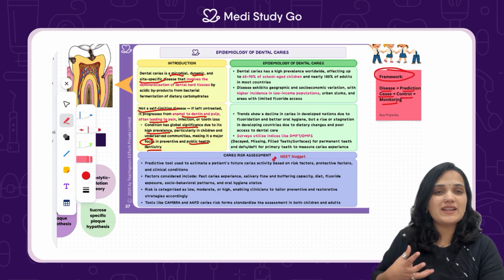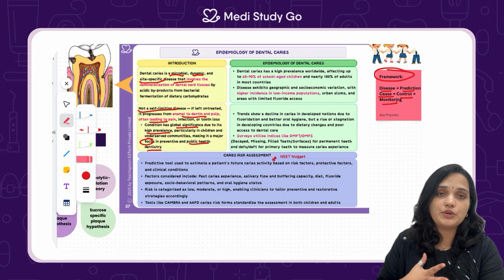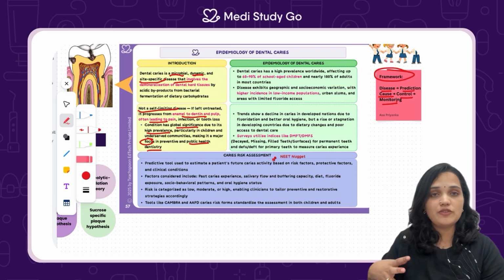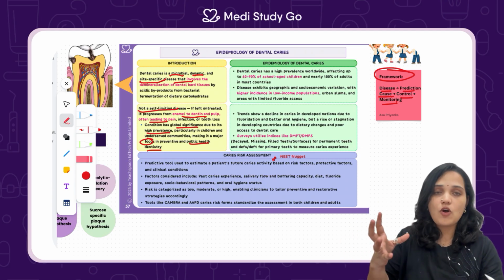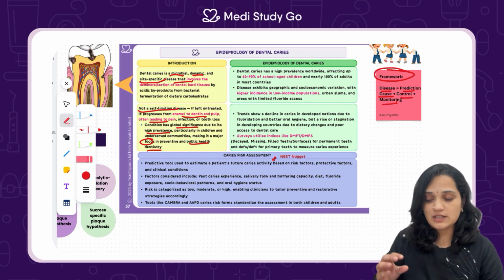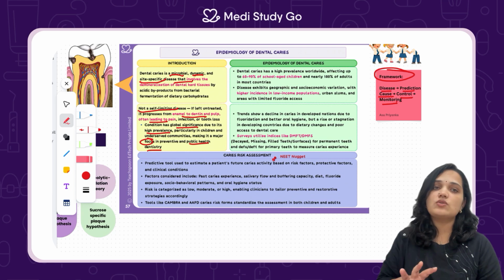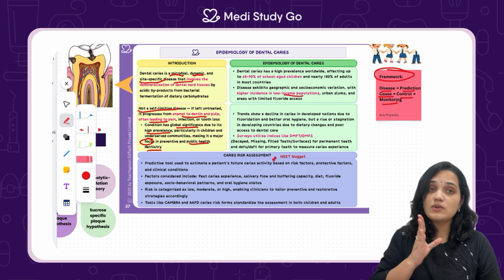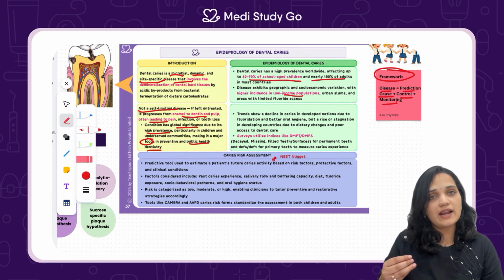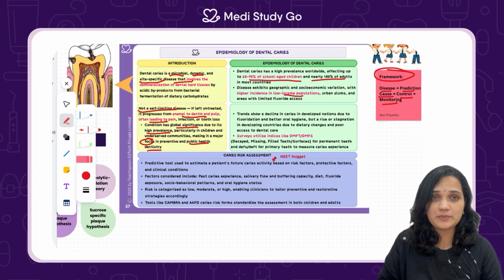So, what is the epidemiology of dental caries? Epidemiology is the study of distribution and determinants of a disease in the population, like we have learned earlier. Dental caries has a very high global prevalence. Studies show that approximately 60 to 90% of school-aged children are affected with caries, and in adults, the prevalence can reach up to 100% in a lot of populations.